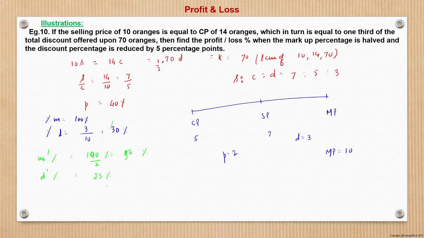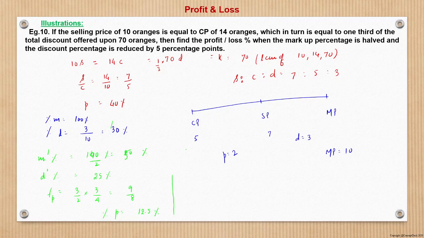So can we find the profit percentage? We can say that the factor for profit is equal to the factor for markup, which is 1 plus 1 by 2, which is 3 by 2, into the factor for discount, which is 1 minus 1 by 4, which is 3 by 4, which is 9 by 8. So therefore percentage profit is nothing but 1 by 8, which is 12.5%.